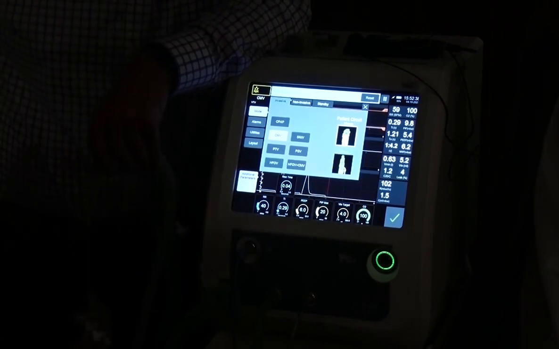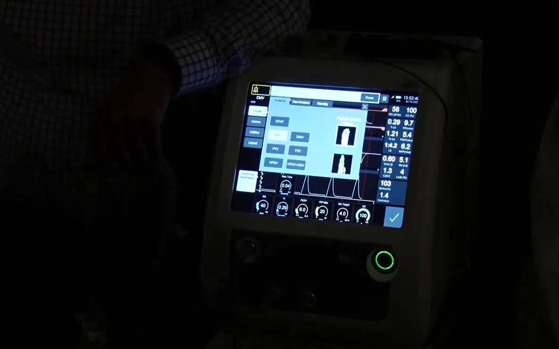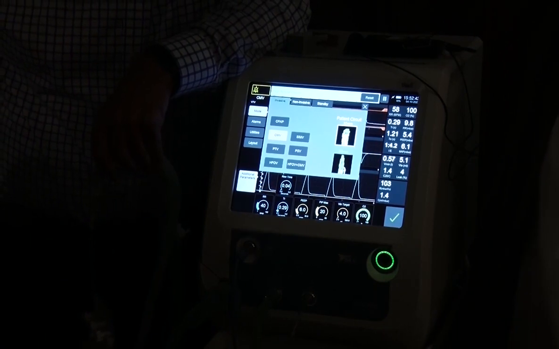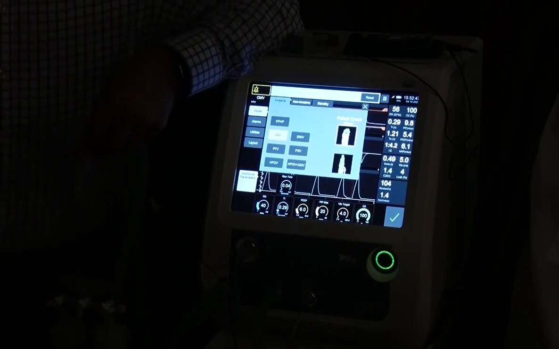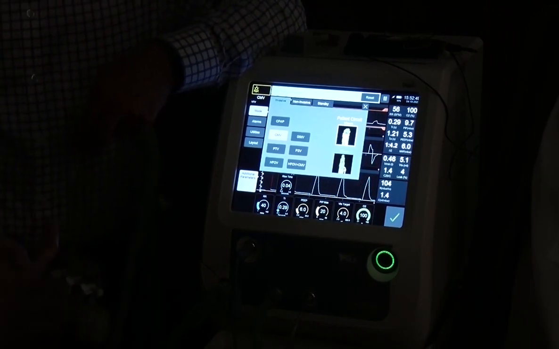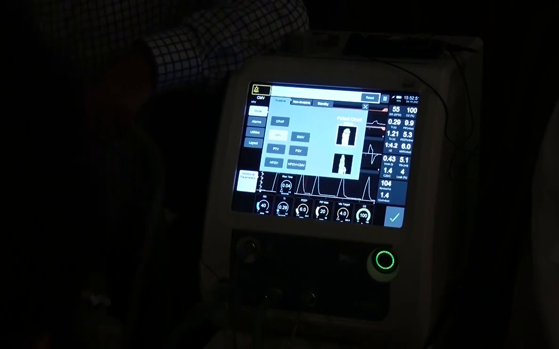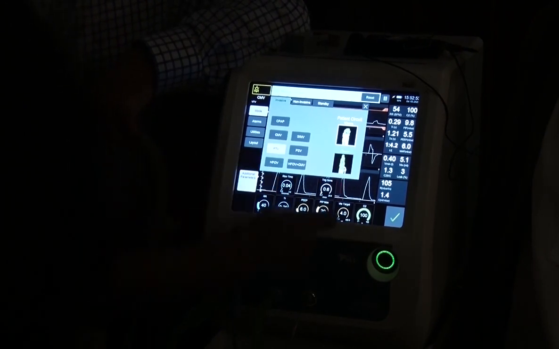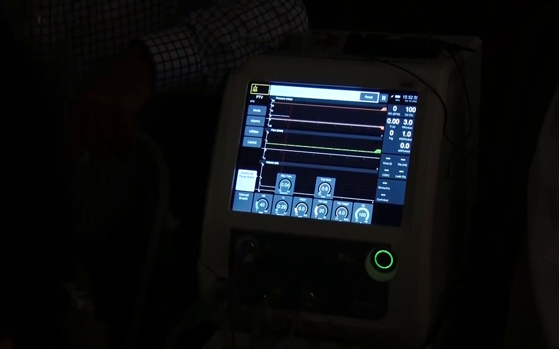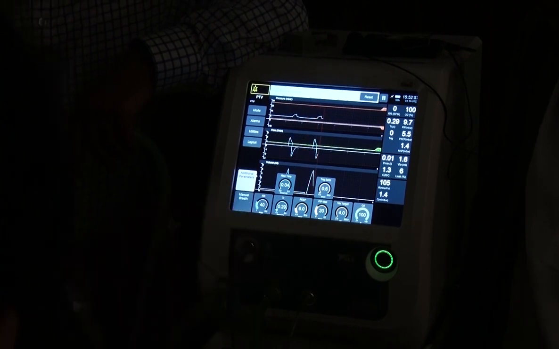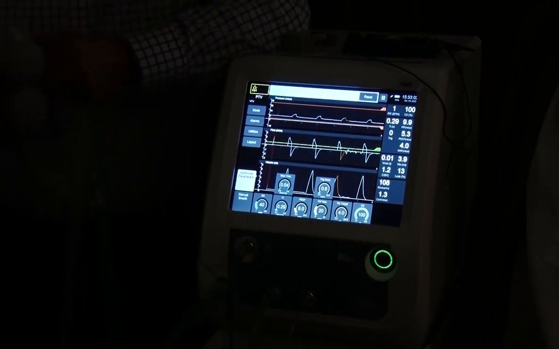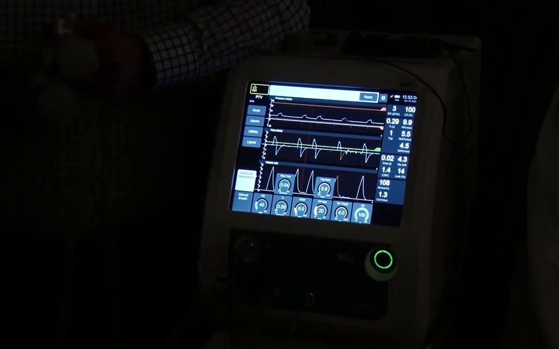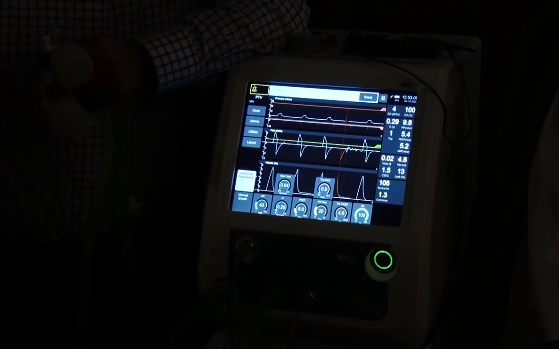Why would you use pressure treatment? Patient trigger. So what are you wanting to do there? You're wanting to trigger. So you want to synchronize every breath, don't you? The patient has. Is that different from SIMV? Why?